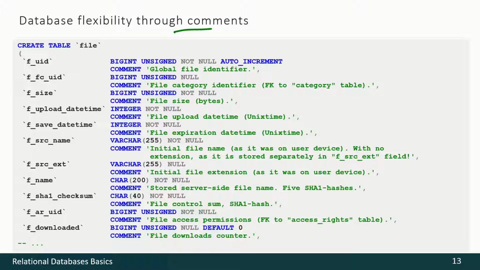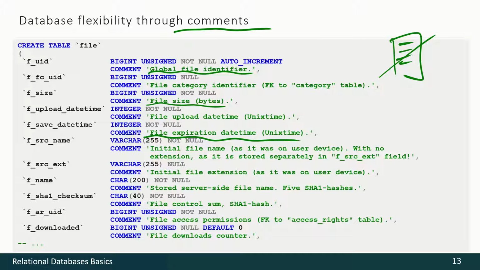Then of course use comments, because even if the documentation is somehow out of date or even missing, comments are always inside the database. So in the future, you yourself or some of your colleagues may look into the database and understand what's really happening there, why one decision was made or another decision was made. So comments are good. Always use comments.